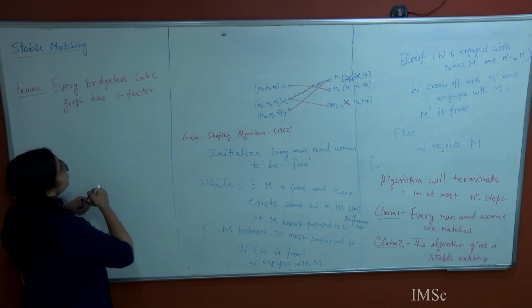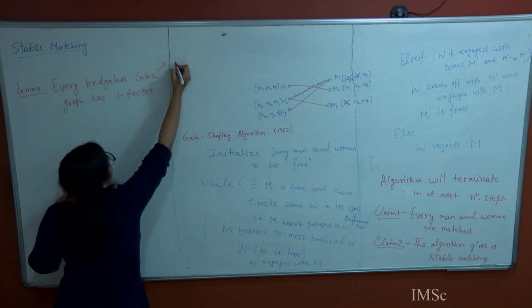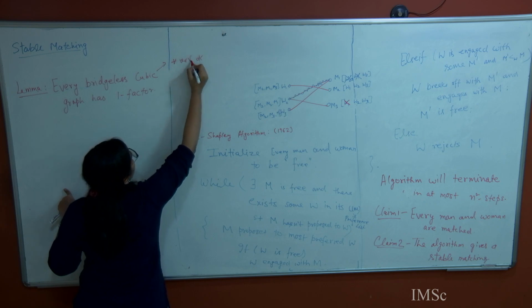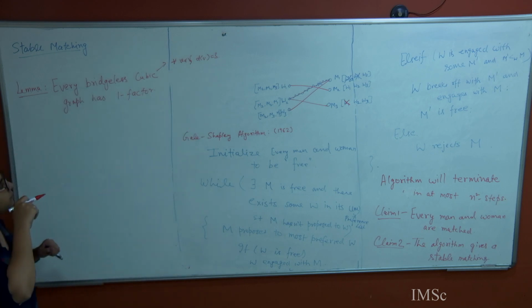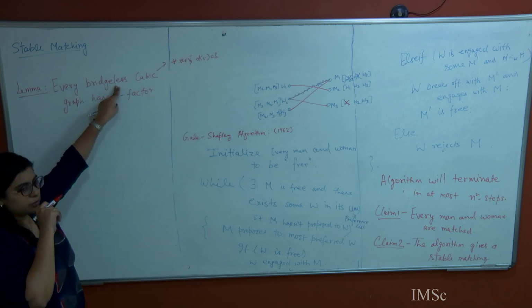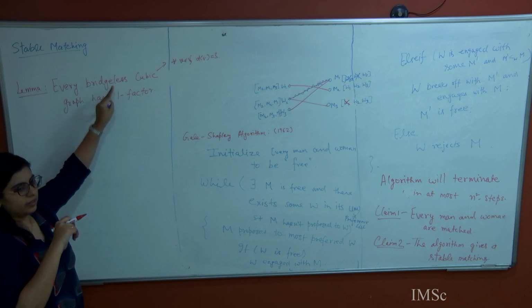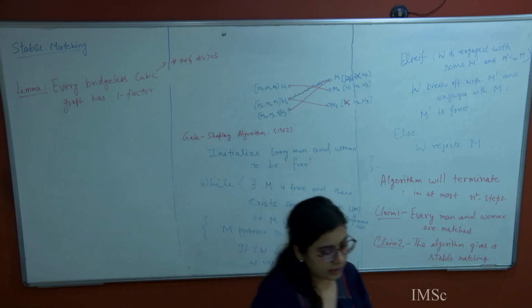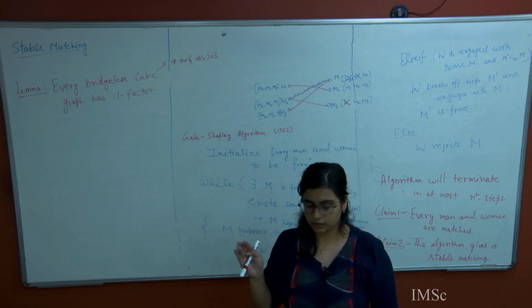And by the way, what is a cubic graph? A cubic graph is when for every vertex V in V, the degree of V is exactly 3. This is a cubic graph. And what is bridgeless? Do you remember bridges? A bridge is an edge such that if you remove it, the graph gets disconnected, or the number of connected components increases. Bridgeless means it has no such edge.